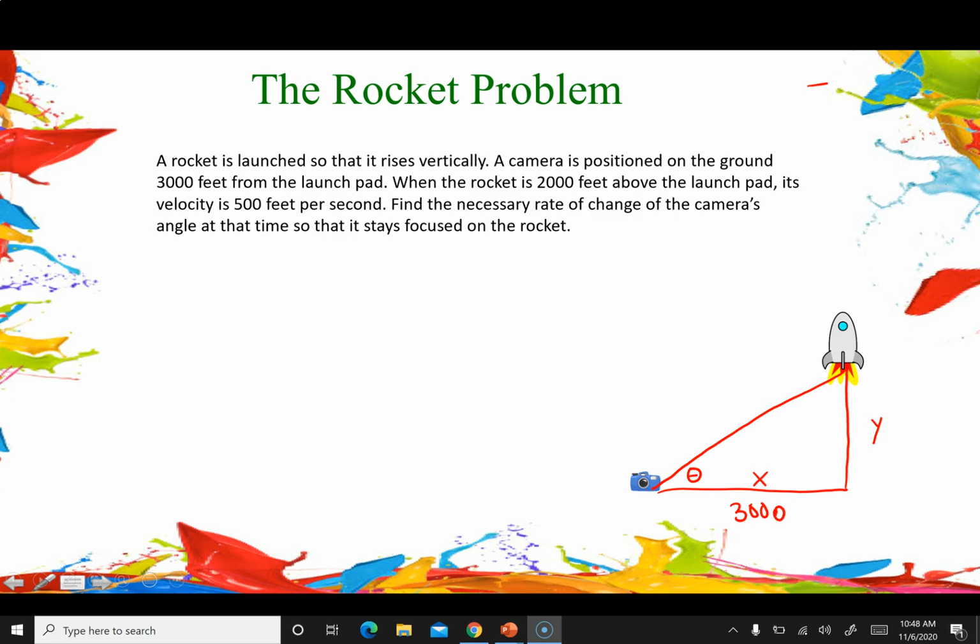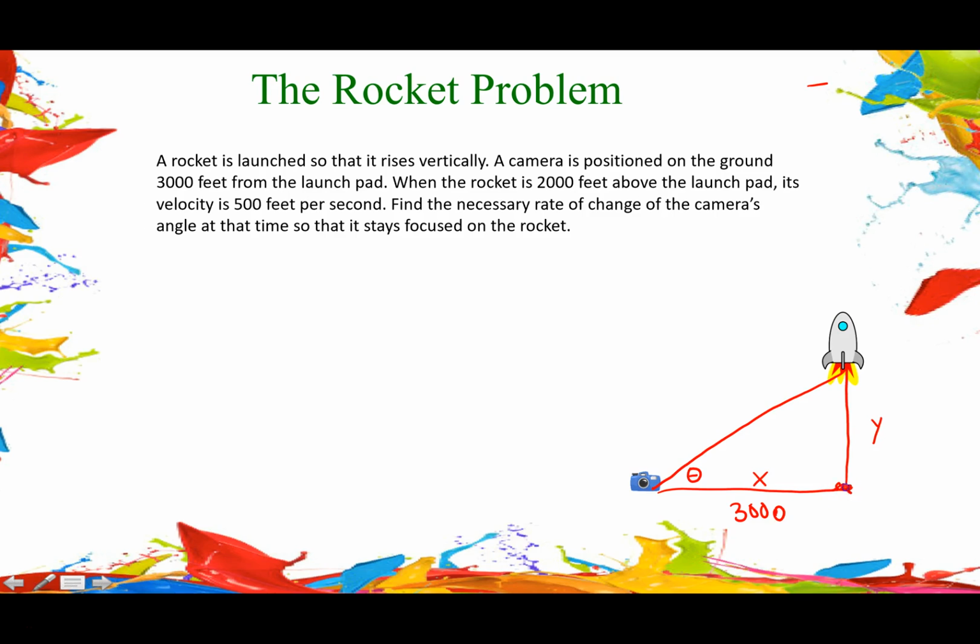A camera is positioned on the ground 3,000 feet from the launch pad. Again, you can see why that 3,000 is there because our launch pad is right here. When the rocket is 2,000 feet above the launch pad, its velocity is 500 feet per second. Find the necessary rate of change of the camera's angle at that time so that it stays focused on the rocket. So we're trying to figure out how this angle should be moving so that it stays focused on the rocket. So let's write down our variables.